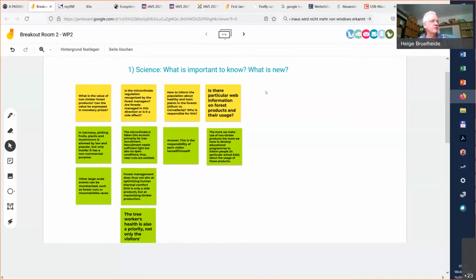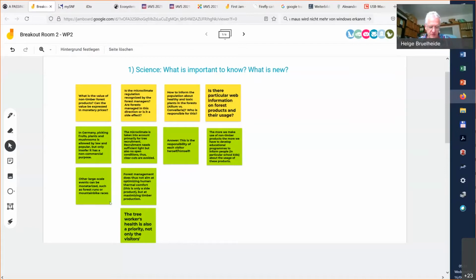So our first question was what was important to know, and it really comes down to the fact that we have to evaluate the non-timber forest products more. That's the first column here, where the question is whether we can express that as money as well. And we come back to that on the 4th slide with the gaps.